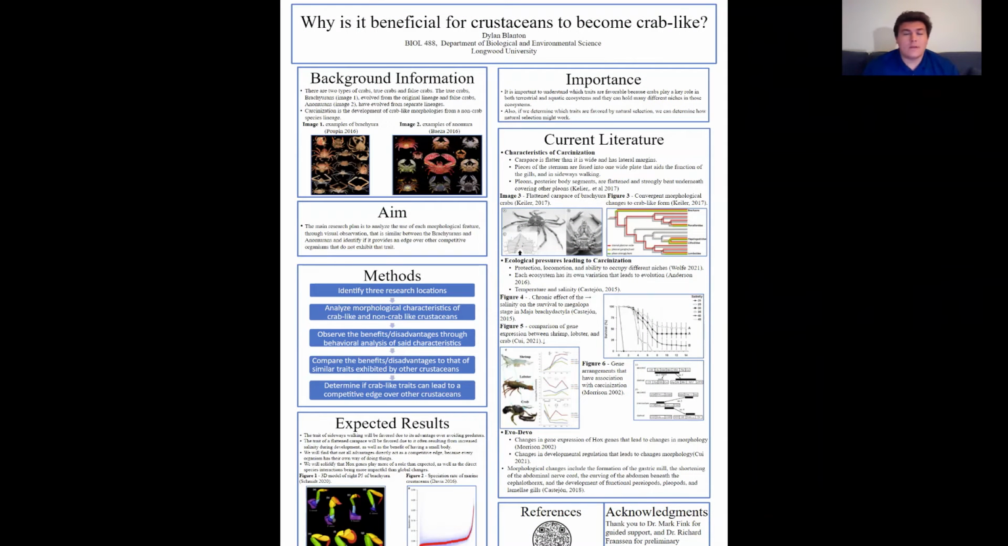And lastly, an ecological pressure could be temperature and salinity. Salinity plays a major role in the shell structure of crabs, so that could be an ecological pressure leading towards carcinization. Another aspect that current literature gives us is evolution and development, so evo-devo. A lot of the recent research has shown us that changes in gene expression of Hox genes lead to changes in the morphologies of these crabs.